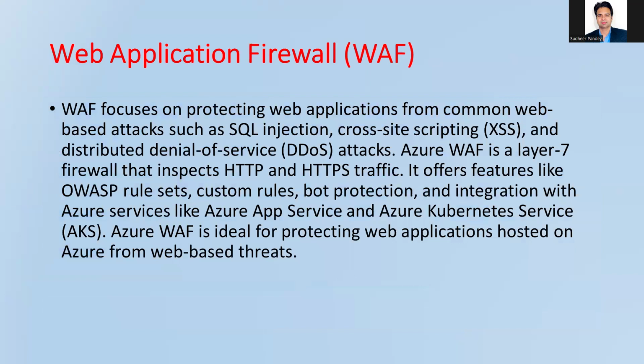Web Application Firewall, WAF. WAF focuses on protecting web applications from common web-based attacks such as SQL injections, cross-site scripting, and distributed denial of service. Azure WAF is a layer 7 firewall that inspects HTTP and HTTPS traffic. It offers features like OWASP rule sets, custom rules, bot protection, and integration with Azure services like Azure App Service and Azure Kubernetes Service, AKS. Azure WAF is ideal for protecting web applications hosted on Azure from web-based threats.